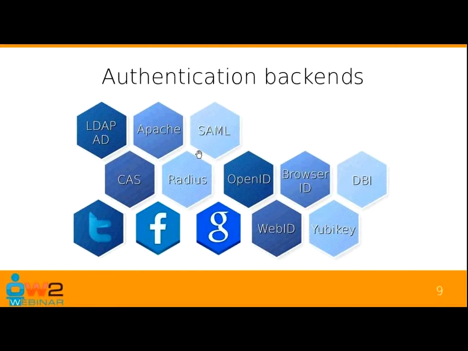So LemonLDAP supports a lot of authentication backends. The main ones are LDAP authentication or database authentication, but you can see that we support SAML, Radius, CAS, OpenID, and of course all social networks like Twitter, Facebook, and Google. We also support WebID, which is the authentication protocol from W3C, and also the UBK, which is a simple one-time password token. LemonLDAP is very modular, so you can implement your own authentication backend if you need it.